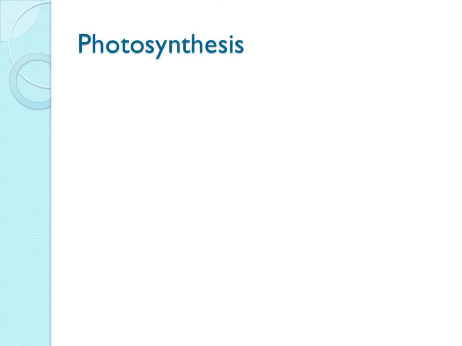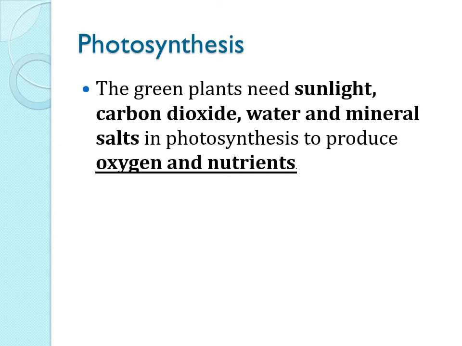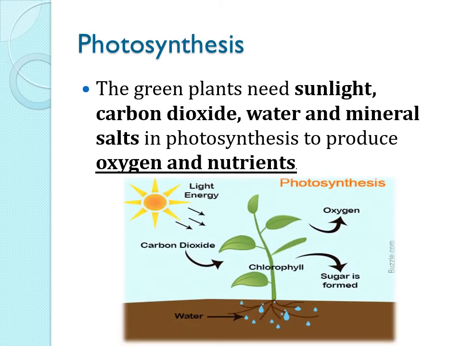Now, what is meant by photosynthesis? The green plants need sunlight, carbon dioxide gas, water, and mineral salts in the photosynthesis process to produce oxygen and nutrients. Light energy from the sun, carbon dioxide from the air, and water from the soil, so the plants can produce oxygen gas and the nutrients.